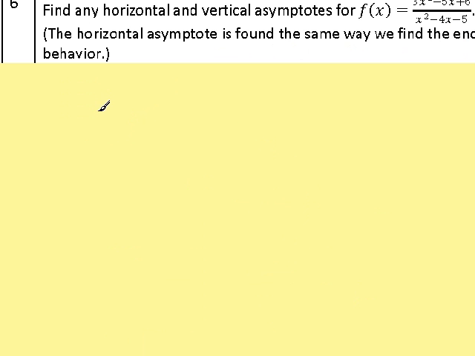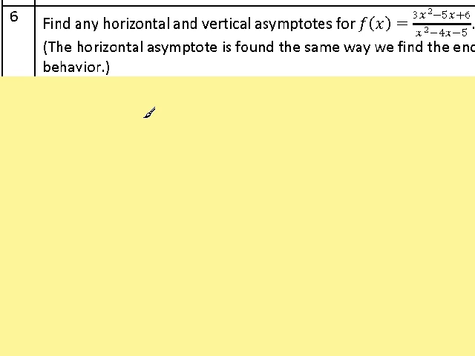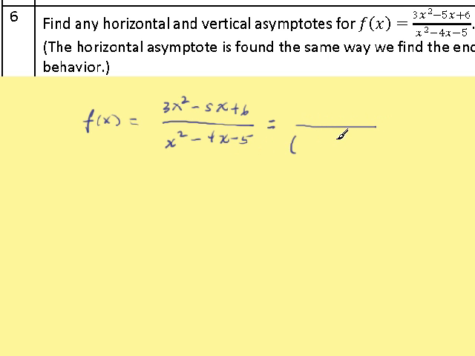And number 6, we want to find horizontal and vertical asymptotes. So let me just rewrite this. This is f of x equals 3x squared minus 5x plus 6 over x squared minus 4x minus 5. To find vertical asymptotes, we're going to just factor this denominator. So this factors as x minus 5 times x plus 1. All right, check and make sure that's the correct middle term.